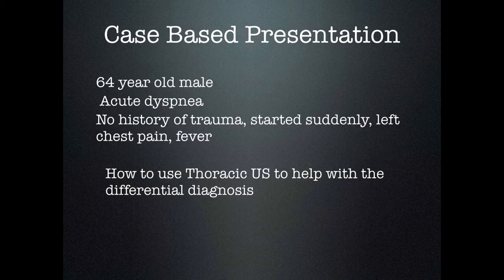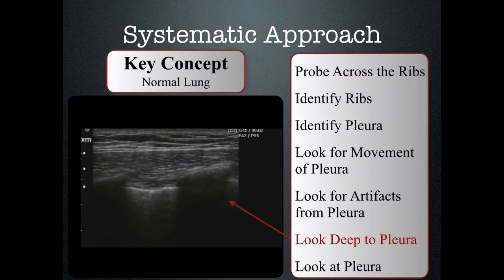So here's another case. 64-year-old male comes in with acute shortness of breath, no history of trauma, it started suddenly, he's got left-sided chest pain and fever. How do we want to use thoracic ultrasound to help with this differential diagnosis? We place the probe across the ribs, we identify the ribs, we identify the pleura, we look for movement. Then we look for artifacts arising from the pleura. We see none here.